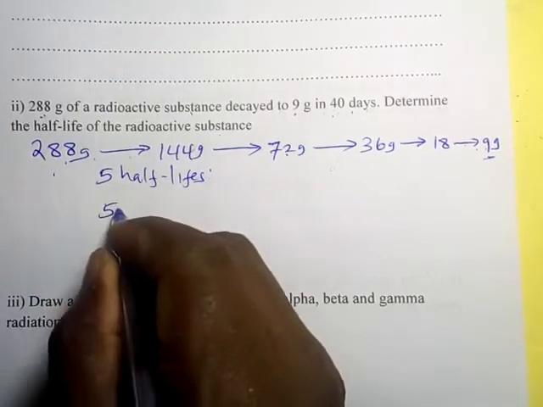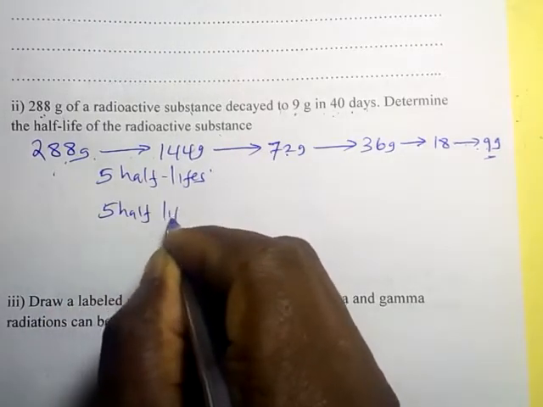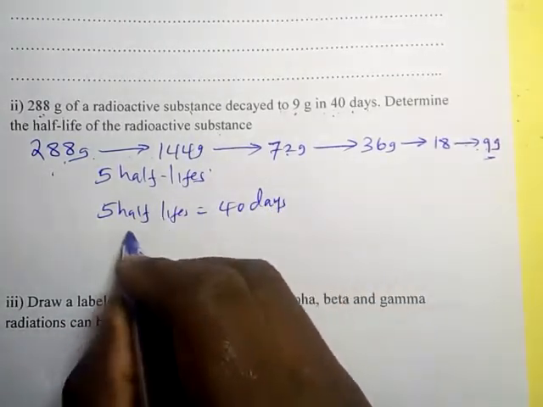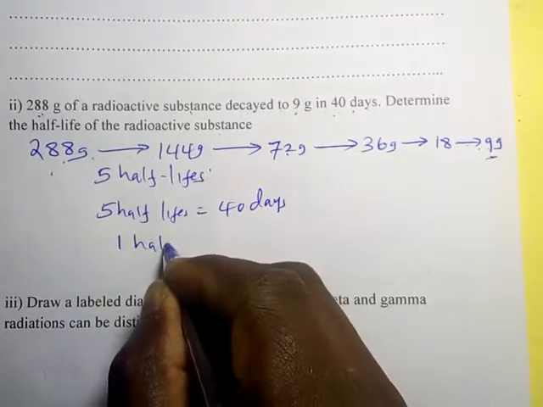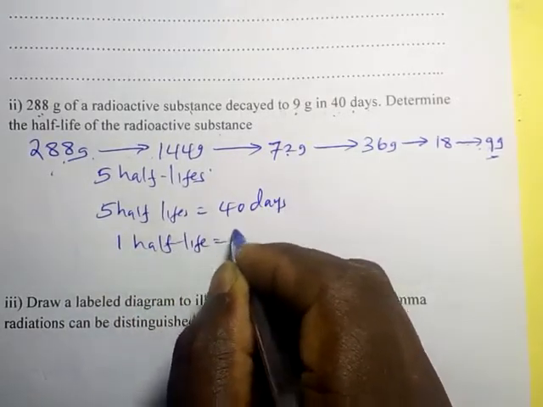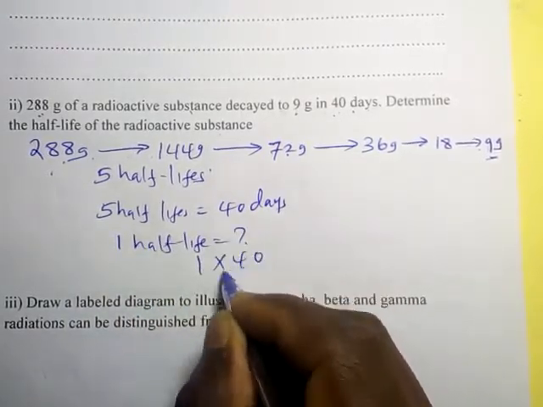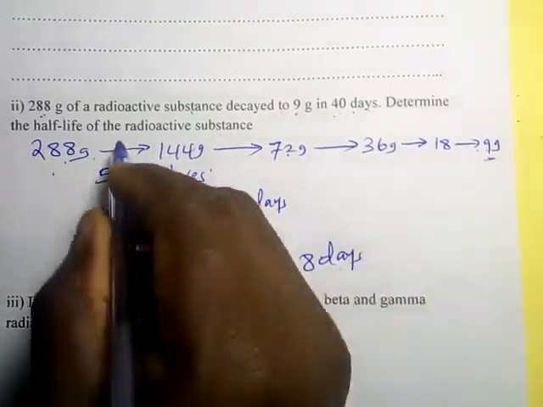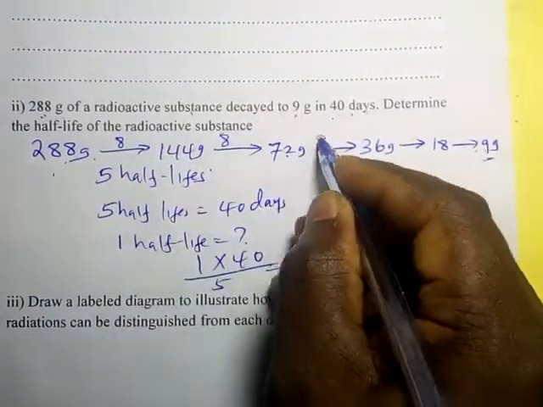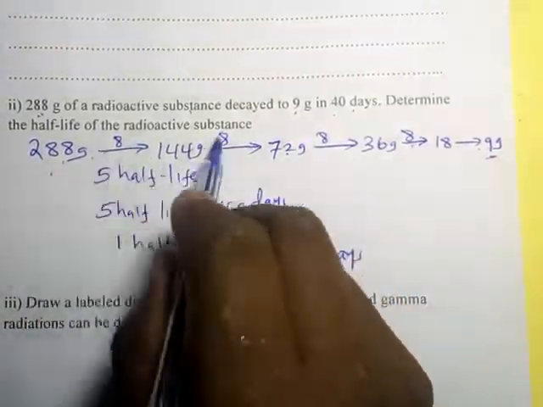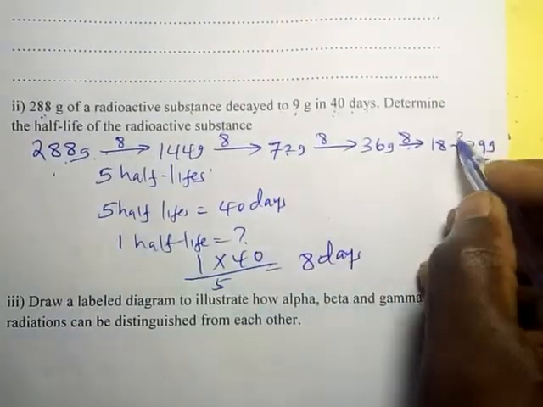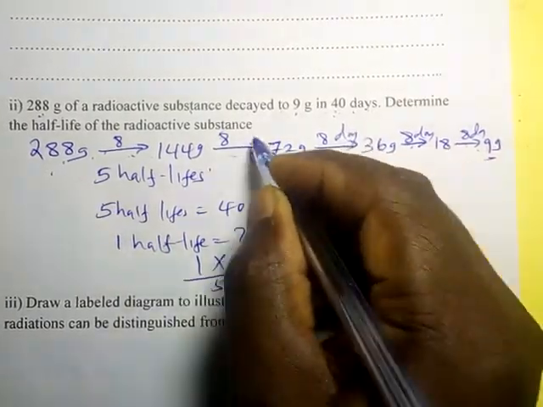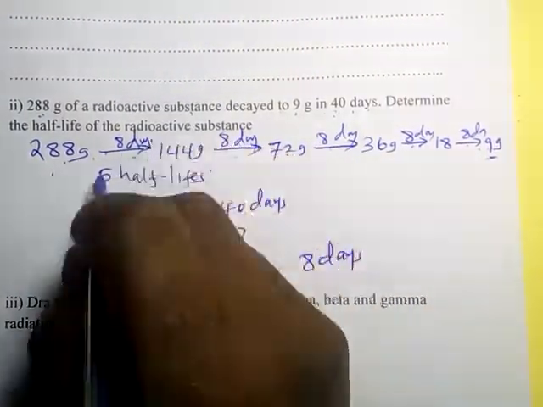So we can say that 5 half-lives takes 40 days. What about 1 half-life? 1 half-life will take how many days? So it is 1 times 40 divided by 5, and this one will give you 8 days. So 8 times 5, 1, 2, 3, 4, 5, it is 40. So 1 half-life is 8 days.